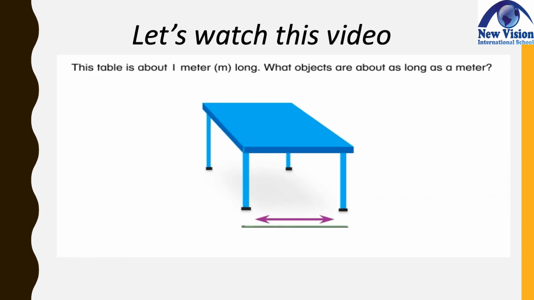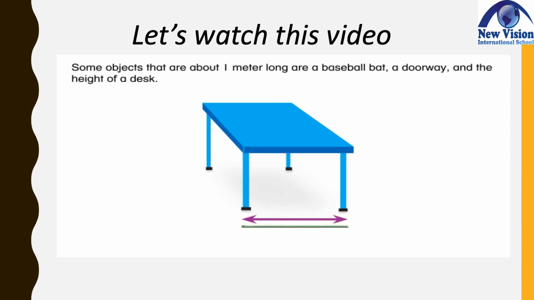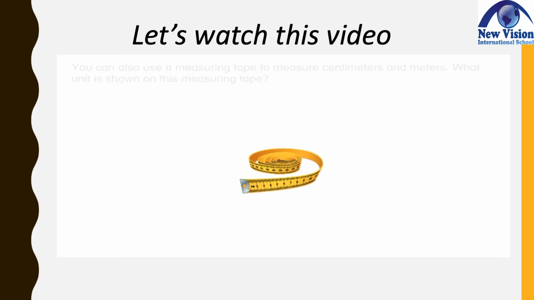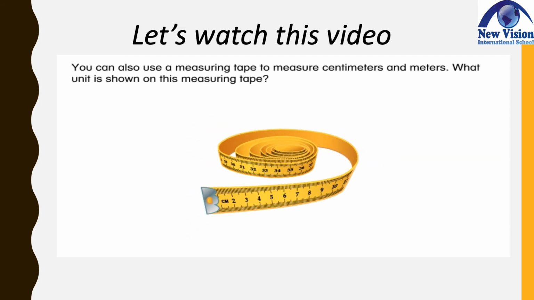This table is about 1 meter long. What objects are about as long as a meter? Some objects that are about 1 meter long are a baseball bat, a doorway, and the height of a desk. You can also use a measuring tape to measure centimeters and meters.